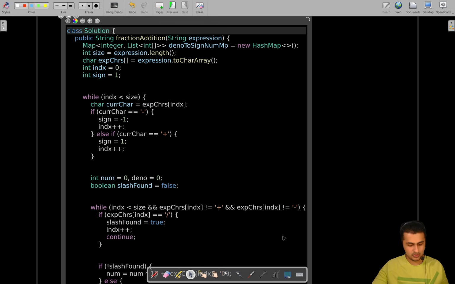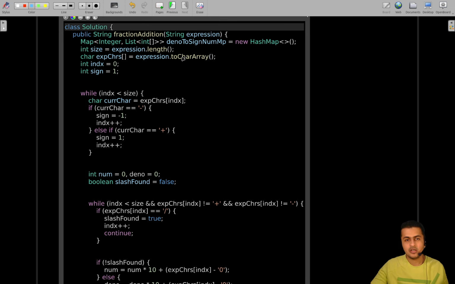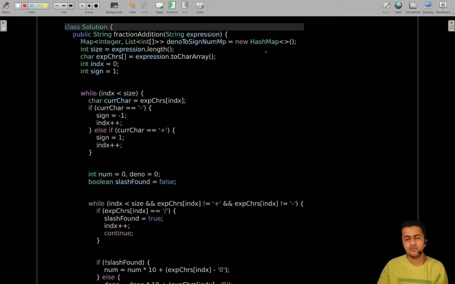So let's remove this toolbar for clarity. Okay, and I will be explaining step by step what we are doing. So firstly, as I told you, we need to store our fractions somewhere. Okay, so this thing will be used to store fractions.